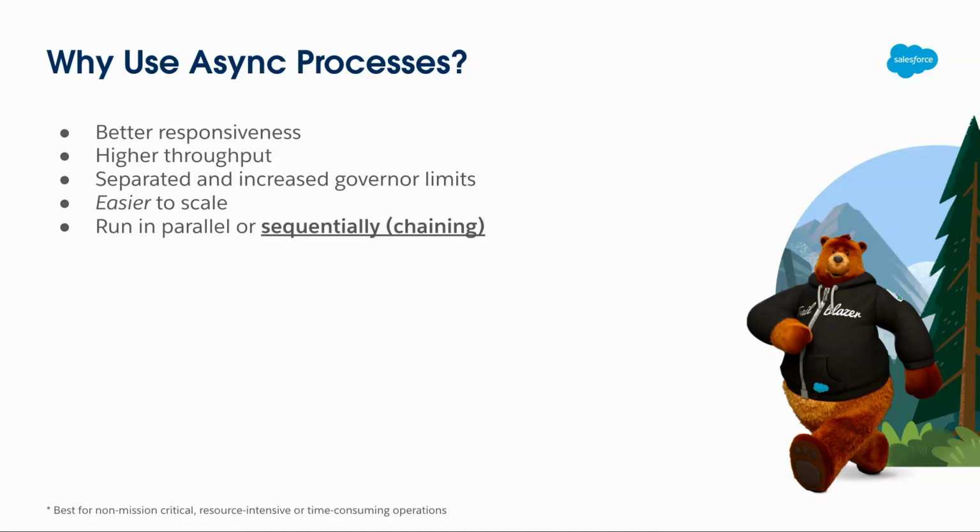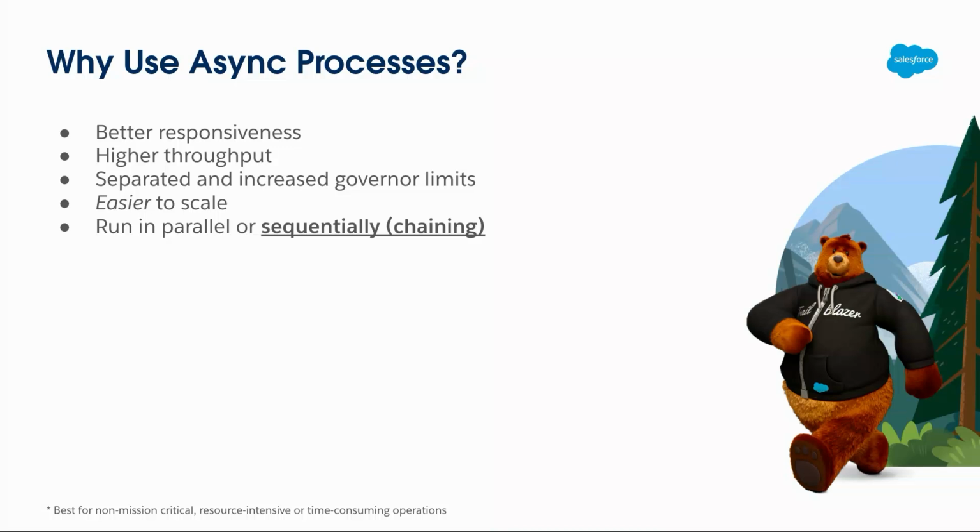And we usually say that it's easier to scale, and you can see that it's in italic font because we're going to talk about this a bit later. And the focus of this session: those async processes can be run in parallel or they can be run sequentially, which is one of the main challenges we see nowadays in async processing, the need to run sequentially.